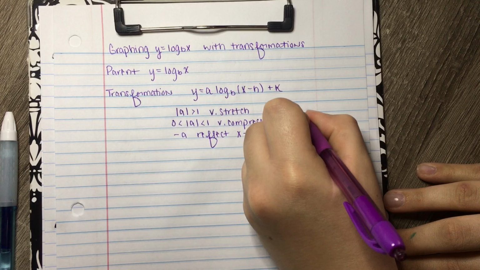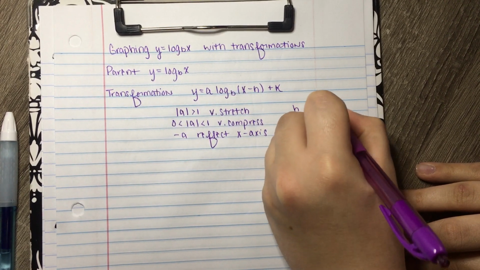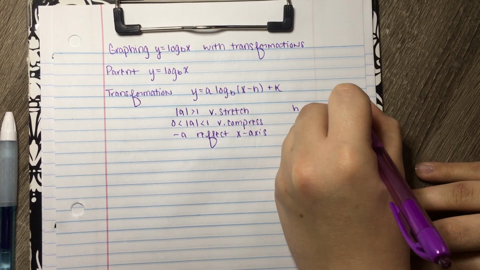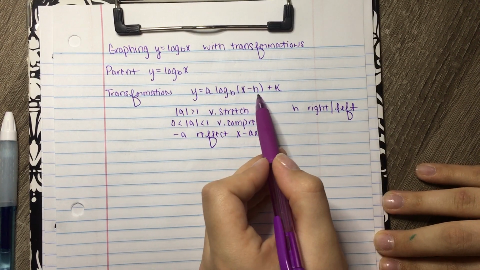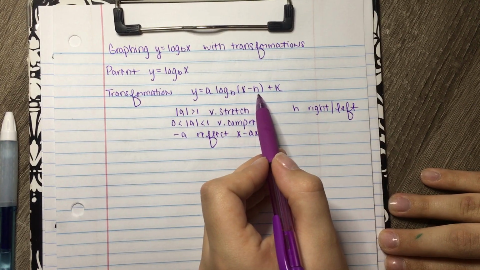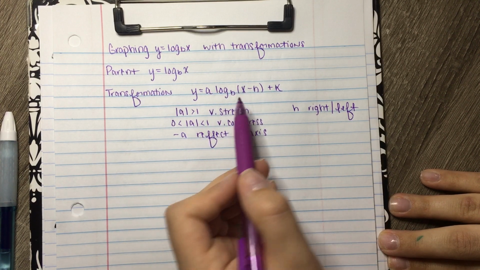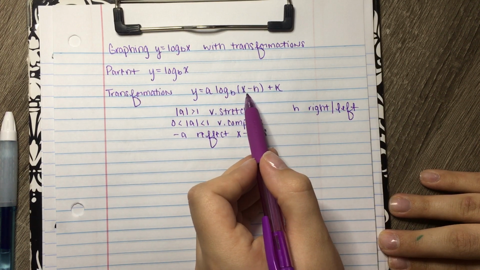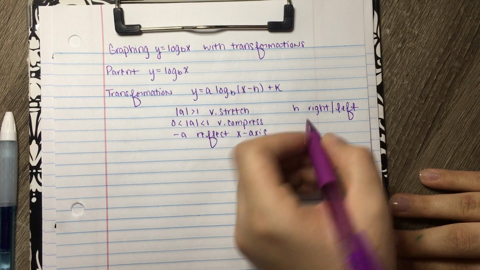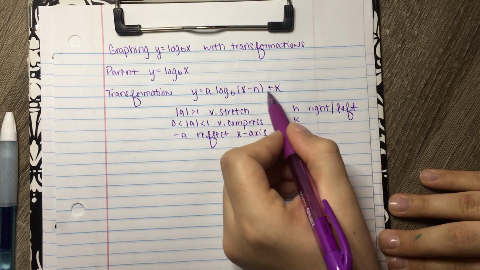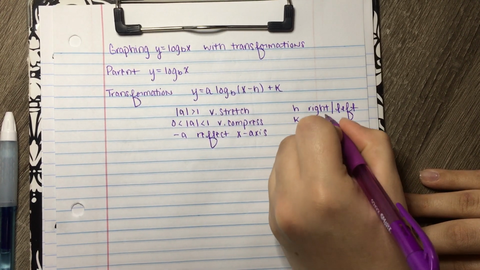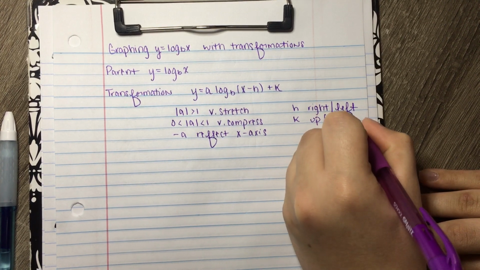And then now when we have our h, that's our right and left, keeping in mind that the minus sign is in the formula. So when you have a positive h, you're moving right. For example, x minus 2 would be right 2. When you have a negative h, so when you have x plus 2, that is going to be moving left. And then we have that plus sign with the up and down. So then we just take the same sign for up and down.